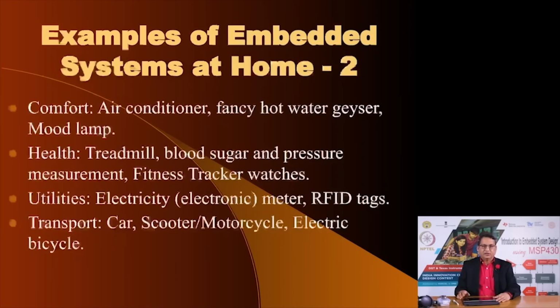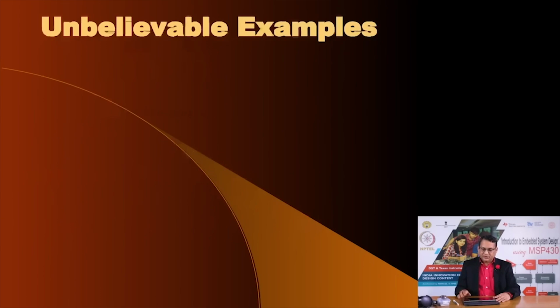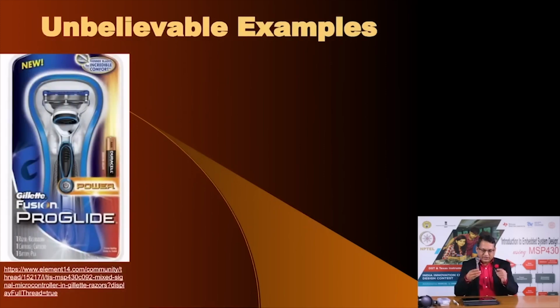Now, since I mentioned a few examples which are hard to believe are embedded systems, I have here this Gillette Fusion ProGlide razor. It uses a battery for its operation and it has a microcontroller inside. In fact, interestingly, the microcontroller used in this razor is an MSP430. I have shared the link for a web page which describes this microcontroller in detail. I encourage you to go through that.